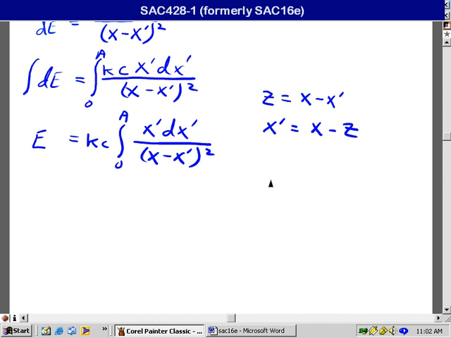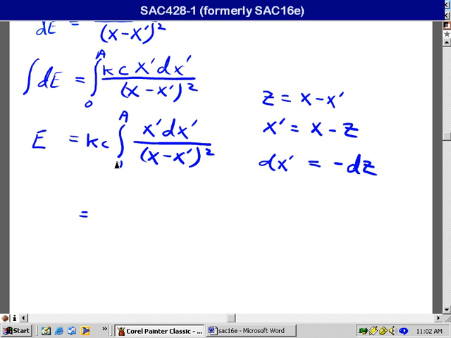And then I got to replace the dx prime. So go ahead and take the derivative here. dx prime with respect to z is just going to be minus 1. Multiply both sides by dz, and I get dx prime is equal to minus dz. So I think I'm ready to substitute now.